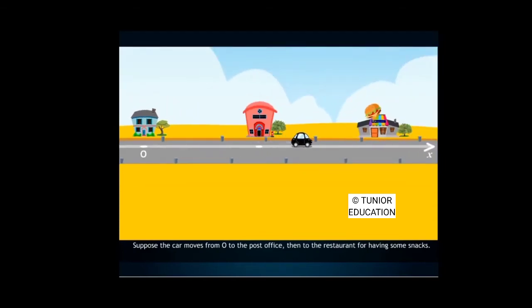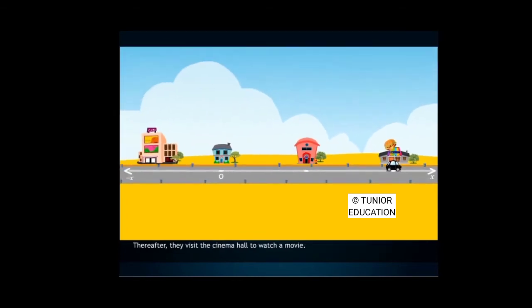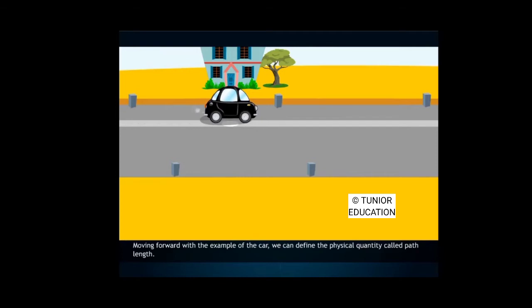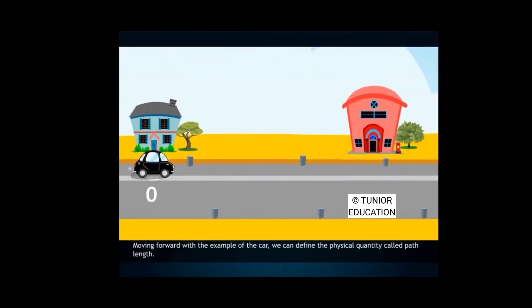Suppose the car moves from O to the post office, then to the restaurant for having some snacks. Thereafter, they visit the cinema hall to watch a movie. To define the position of the car at various times, we can simply find the distances of these places from O. Hence, the position of the car can be given as O plus 100 meters, plus 220 meters, and minus 80 meters. Path length.